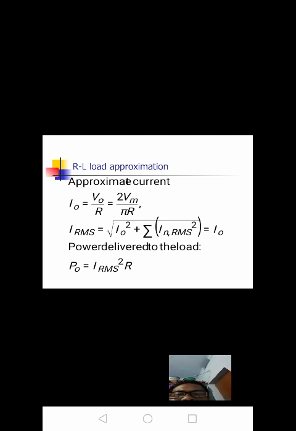IRMS is equal to square root of I0 squared plus sigma of In RMS squared, that is equal to I0. Power delivered to the load P0 is equal to IRMS squared into R.